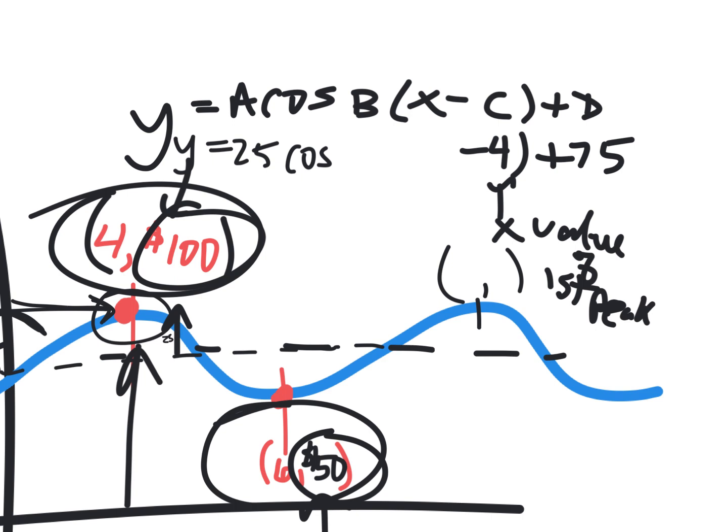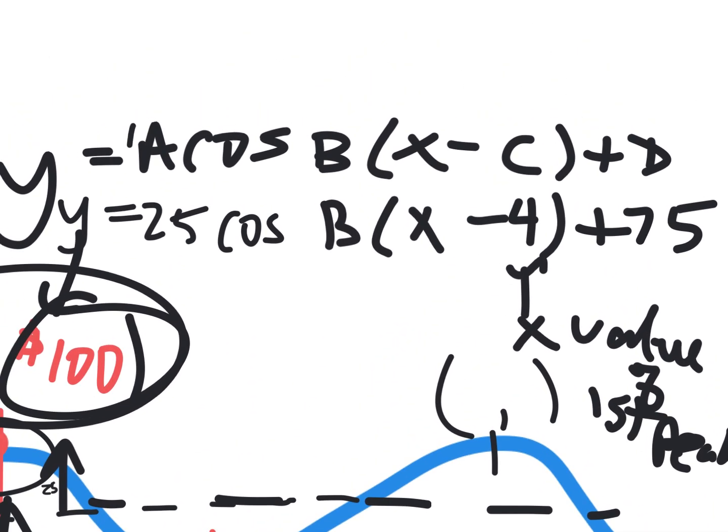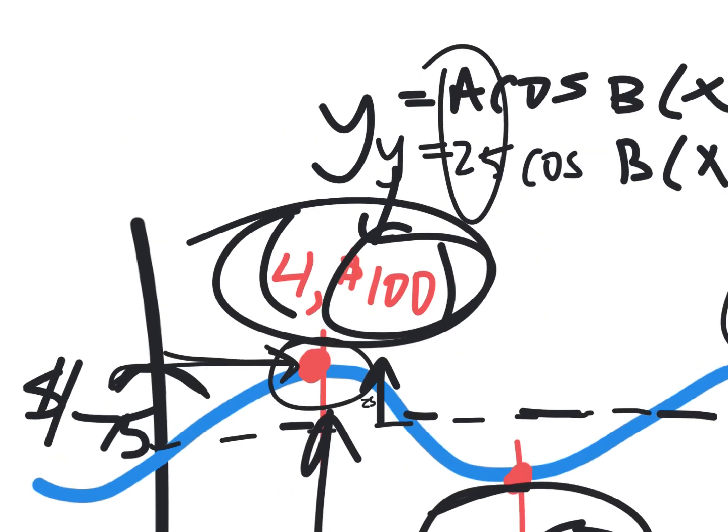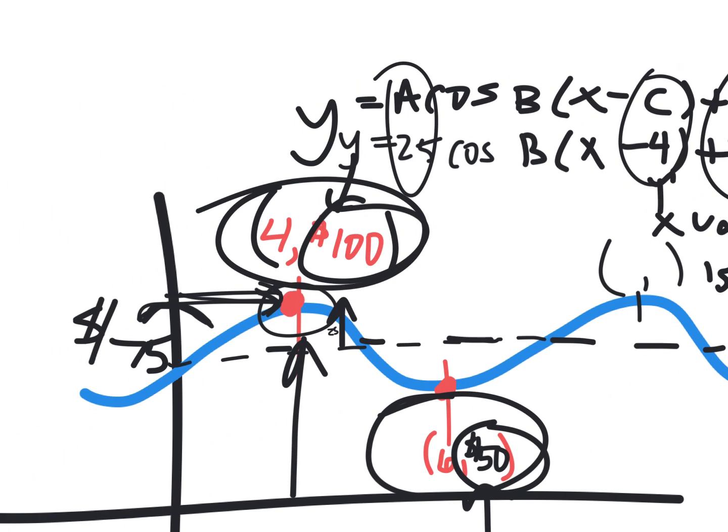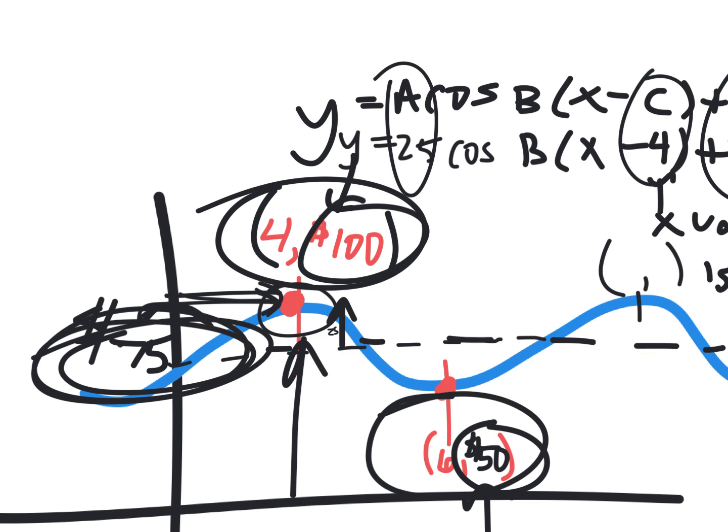All right. Now we just have to figure out B, and that's always the hardest part, but we talk about it a lot, so hopefully you'll get it. A was 25. The phase shift was 4, how far over it was shifted right here. That was how we got that. And this height is 75, the dotted line down the middle, $75 in sales. Okay, so then what's B?